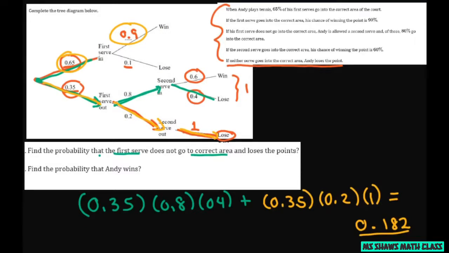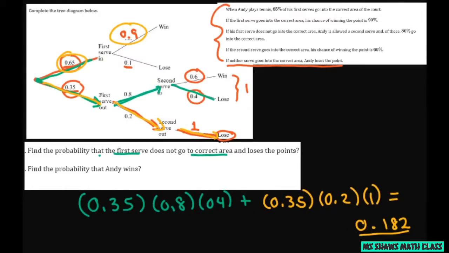All right. And finally, find the probability that Andy wins. So let's do that here. So I'm going to erase some of this stuff here. So the probability that he wins is going to go this way. Here's a win. And the other win is going to be here. So the first serve, he's out, but then he goes to the second serve and he wins. So here's your 2 wins.